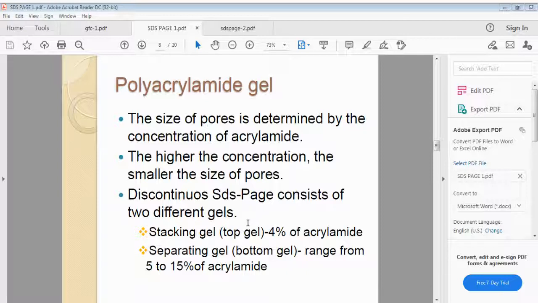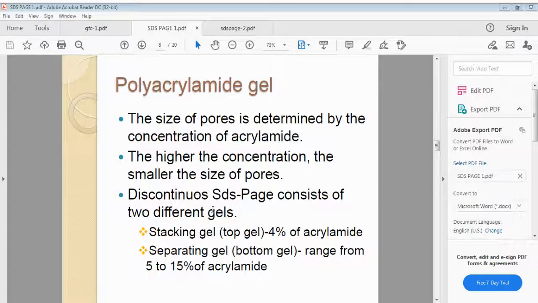I'll tell you how it is made. The higher the concentration, the smaller the pores. I told you, the size of the pores is decided by the concentration of the gel. When you increase the concentration, you will get the smaller pore size. When you decrease the concentration, you will get a larger pore size. So what is a continuous gel? The whole gel is made up of a single concentration. That is called the continuous gel.